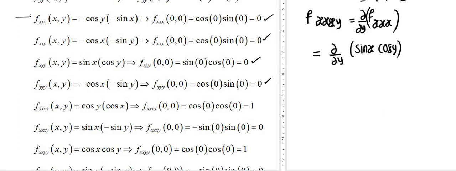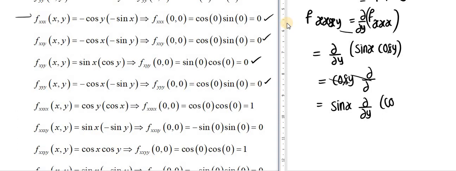Now we are going to find out f triple x into y. That is dou by dou y of f triple x. We know the f triple x value, that is sin x into cos y, because minus into minus is plus. Sin x is outside because we are differentiating with respect to y. Cos y differentiation is minus sin y. Finally, the value of f triple x y is minus sin x into sin y.